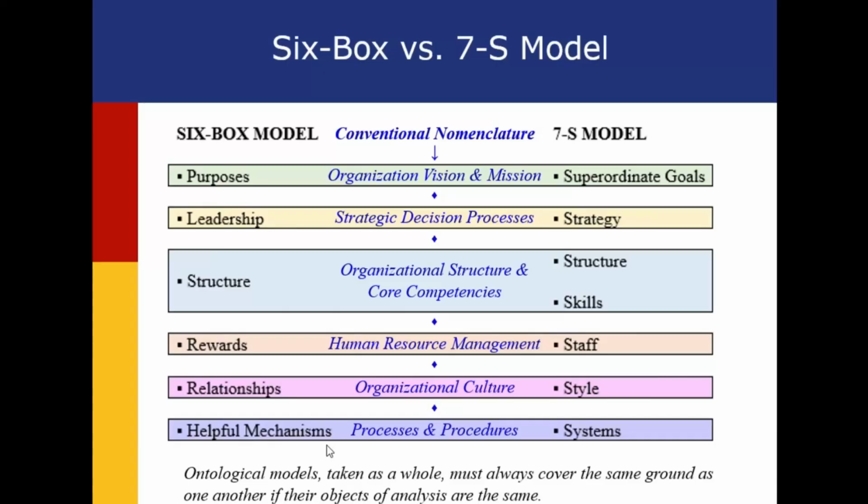Then helpful mechanisms corresponds to systems. We call that processes and procedures. And so, again, at the bottom I say ontological models taken as a whole must always cover the same ground as one another if their objects of analysis are the same.